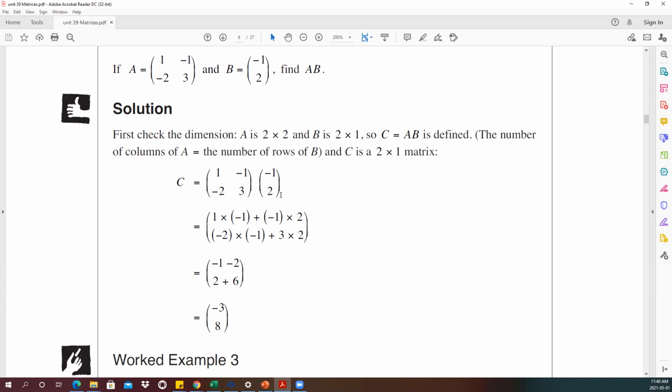Now, we need to look at how the multiplication is done. I think that is the most significant part of this. Of course, you have to know that the matrices can actually multiply, right? After you know that, which is a given, the next thing is to know how to actually do the multiplication.